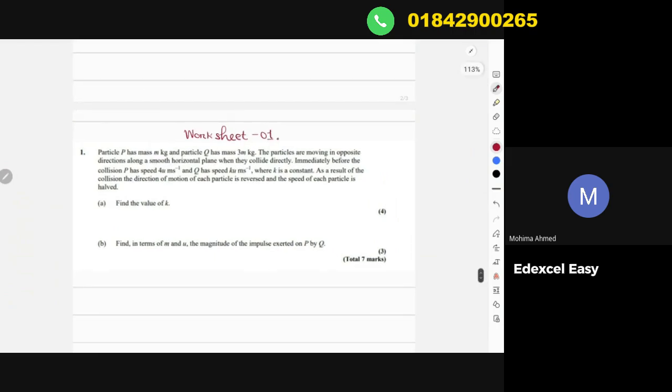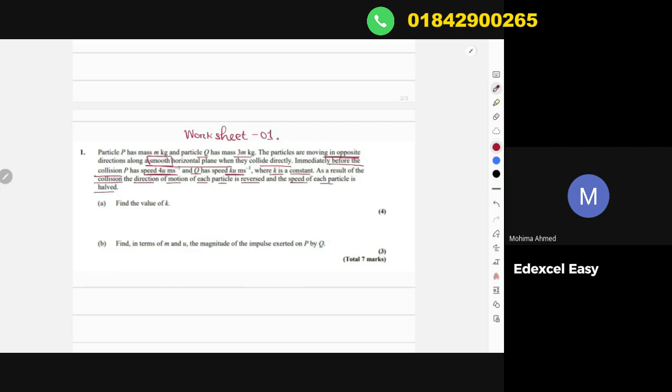Okay, now it says that particle P has mass m kg and Q has mass 3m kg. The particles are moving in opposite directions along a smooth horizontal plane. Smooth indicates what? There is no friction, right? That is what is indicated by the term smooth. And they collide directly. Immediately before the collision, P has a speed 4u and Q has a speed ku, where k is a constant. As a result of the collision, the direction of motion of each particle is reversed and the speed of each particle is half.